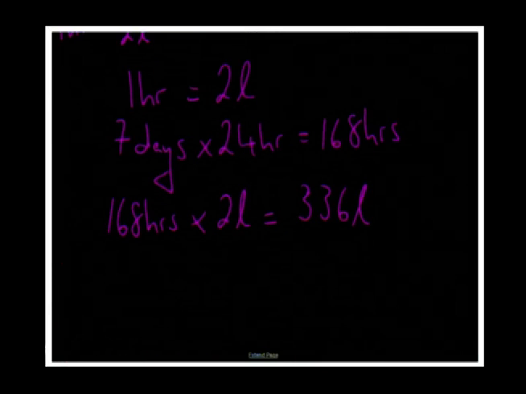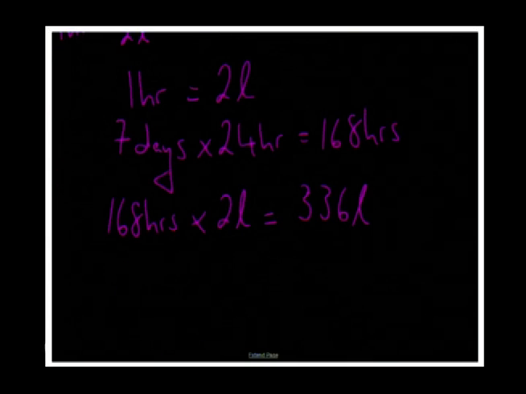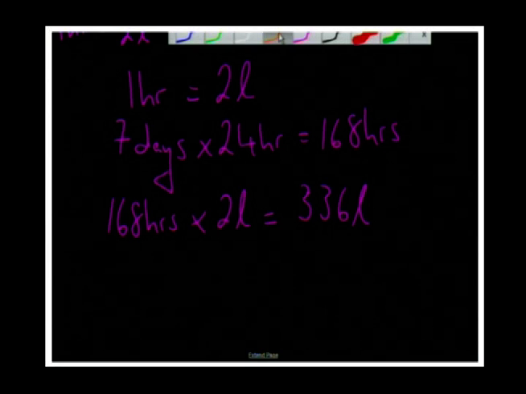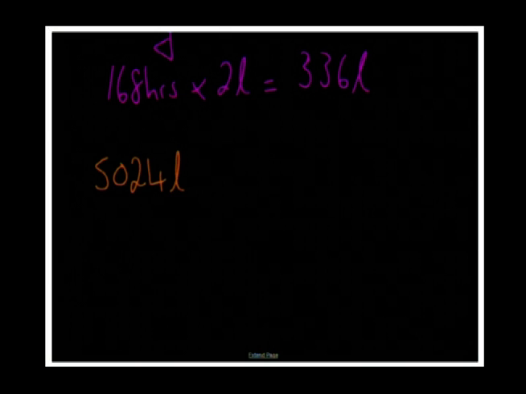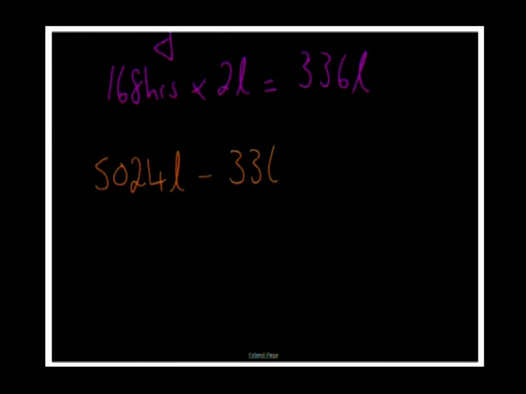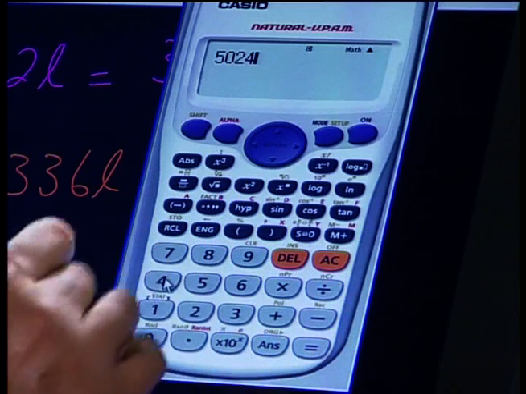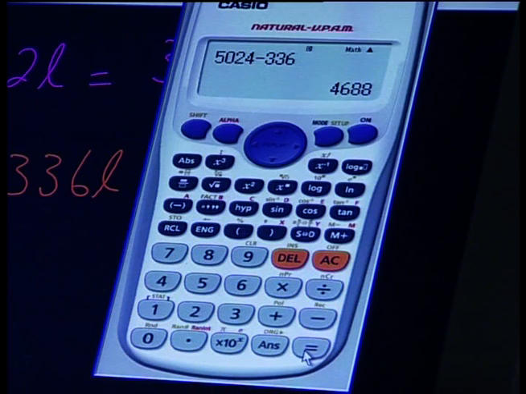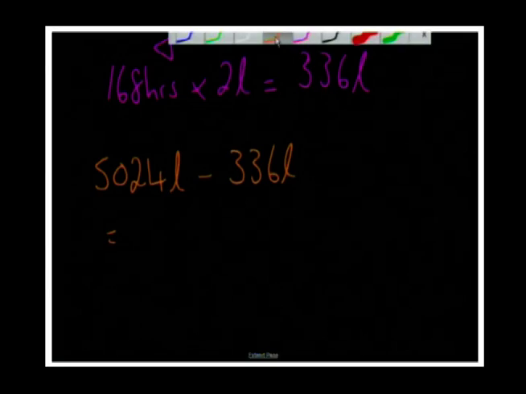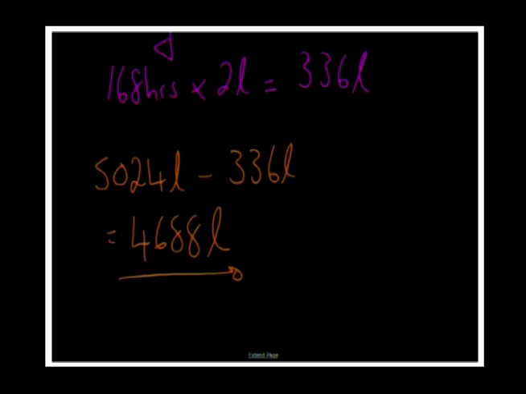Okay, so we've got how many liters in our tank? 5,024. Again, let's use a different color now because we're on a different part of that sum. So I've got 5,024 liters in the tank. I've used 336 liters. How many are remaining in the tank? So we've got 5,024 liters, we're subtracting 336 liters, and I got 4,688. 4,688 liters left in the tank.